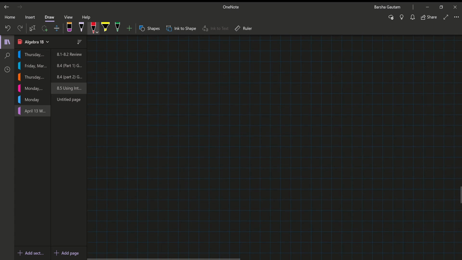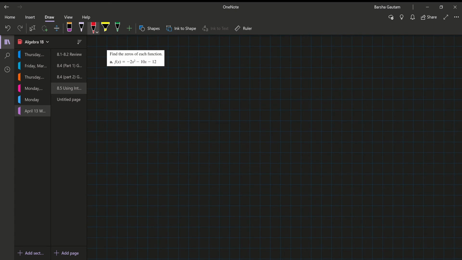Let's try another one. Find the zeros of each function. So we're only going to do one for this one. Alright, so first we're going to begin by taking the 2 out in the front. We're going to change f of x to y. We're going to bring the 2 out because that's what each monomial in here has in common, which leaves us with x squared.